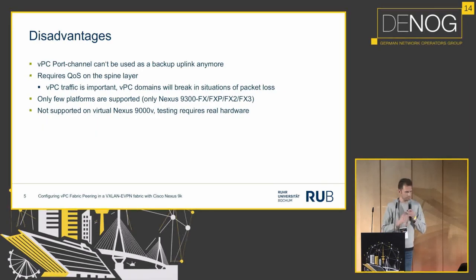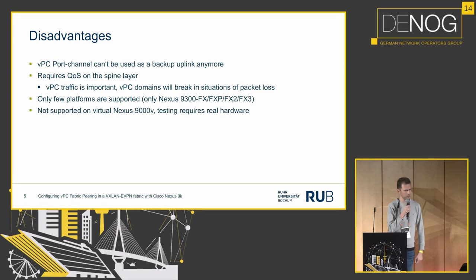Disadvantages: you can't use the vPC peer link, the port channel that forms the peer link, as a backup uplink anymore. This doesn't matter because you have redundant uplinks anyway, but it's a disadvantage for some people, I guess. You also require quality of service. That's another thing you have to configure on the spine layer, because if you lose vPC traffic, you lose your vPC domain, and if it breaks, you don't want that.